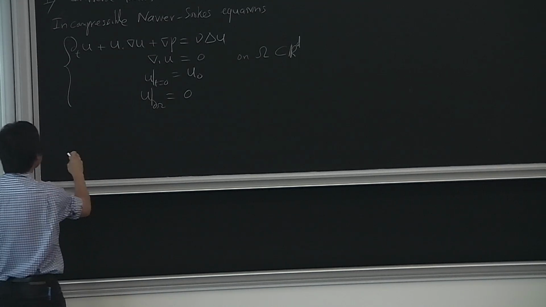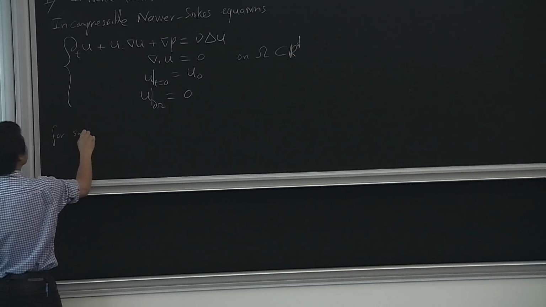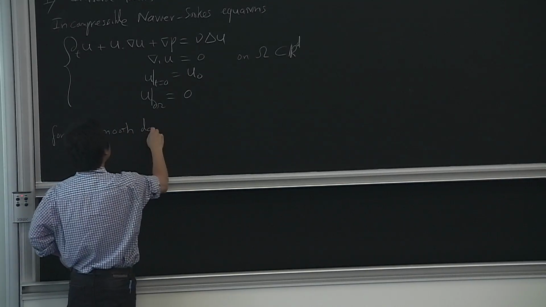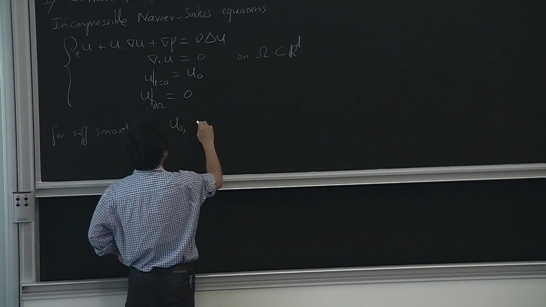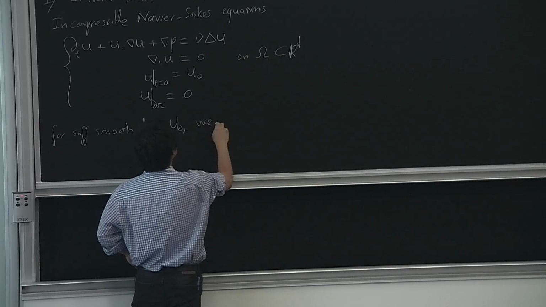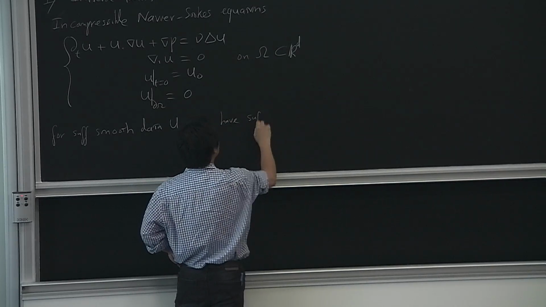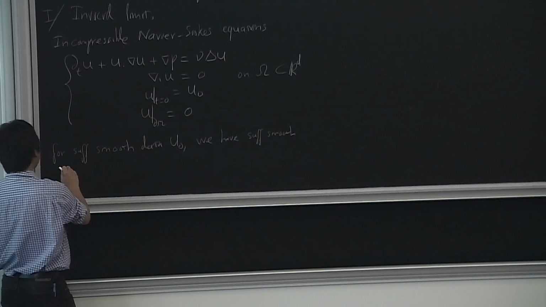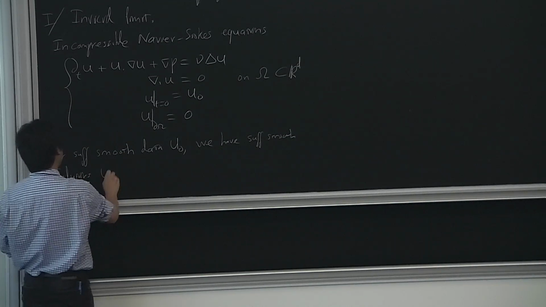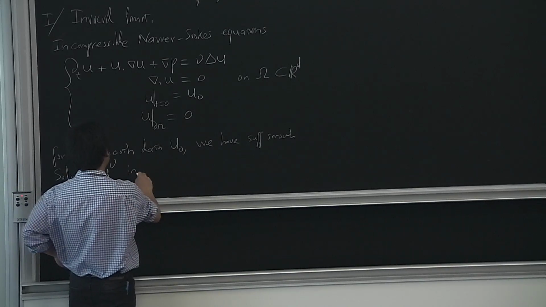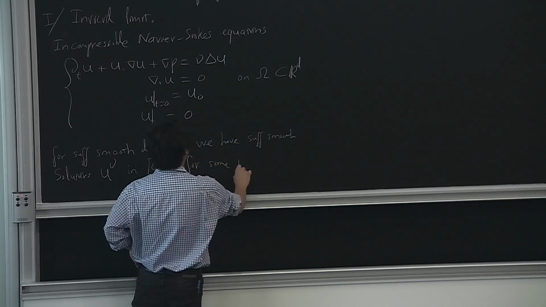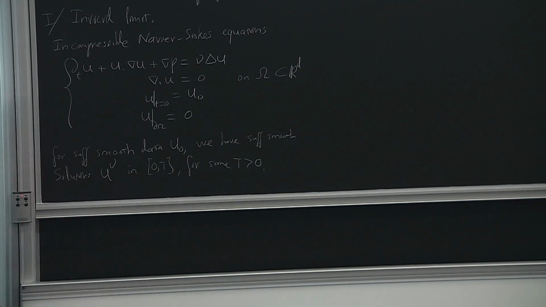And in this problem, of course, for sufficiently smooth data U0, this is well known, we have sufficiently smooth solutions U^nu, at least for a very short time, for some positive time t. So that's exactly the equations that I'm considering in this problem.